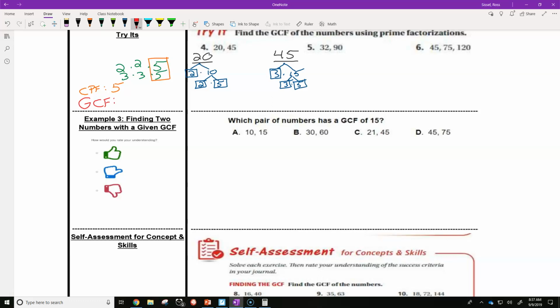What would be my greatest common factor? Okay. The greatest common factor would be 10, I think. Nope. 5. Okay, it's going to be 5.